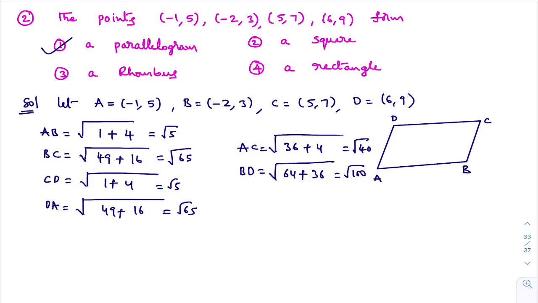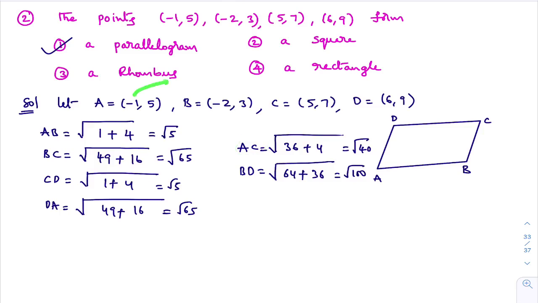Now what I'll do from this, I cannot decide parallelogram or rectangle. What I'll do, I'll go with diagonals. If diagonals are equal, then I'll say it is a rectangle. If diagonals are not equal, then I'll say it is a parallelogram. So diagonal AC, calculate AC.